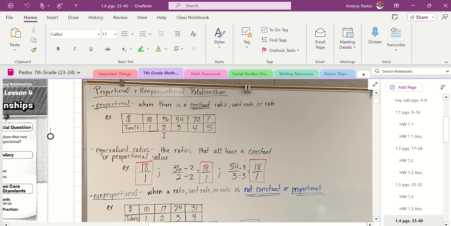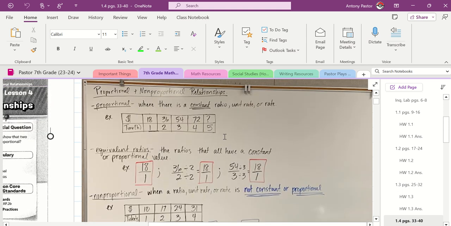So there is a relationship there where every time the unit rate goes up, the other outcome goes up too. Every time they work 1 hour, they're making $18. So 18 more gets added each time. Here, 1 more gets added each time. So there is a constant proportional relationship there.